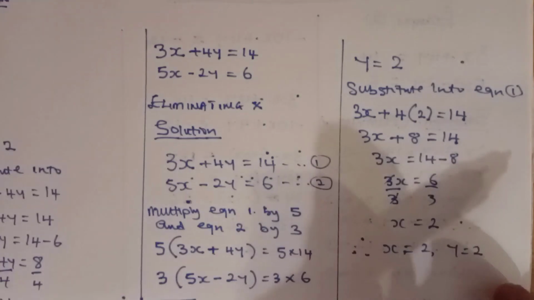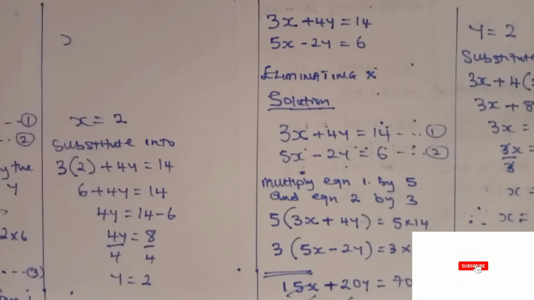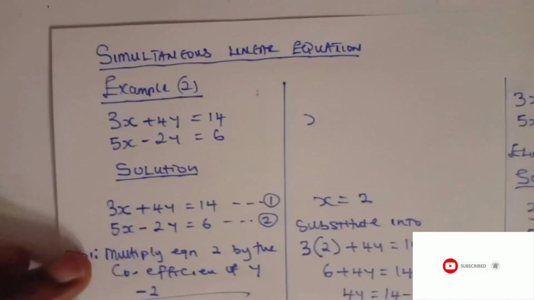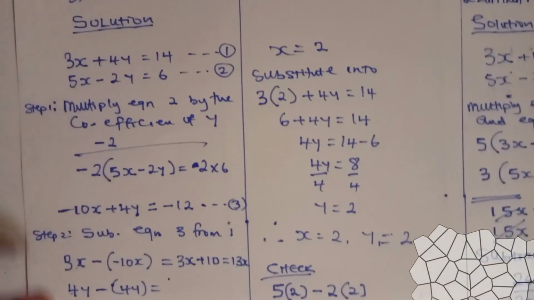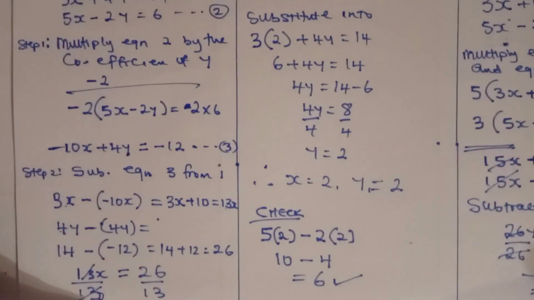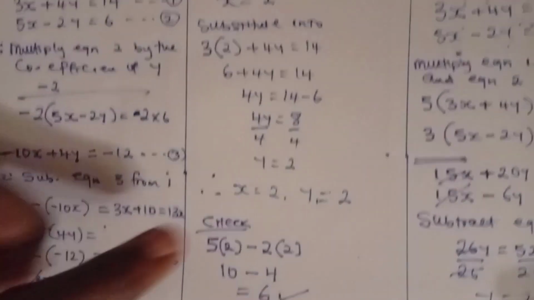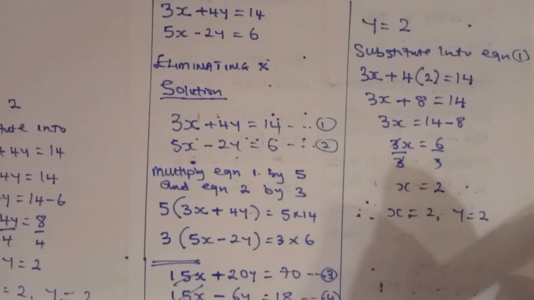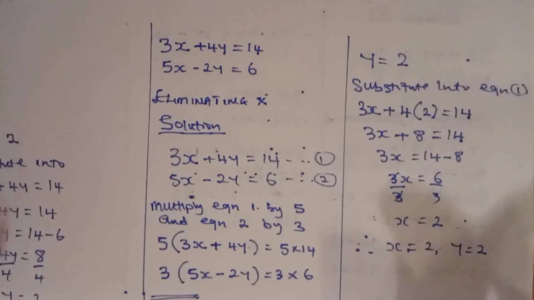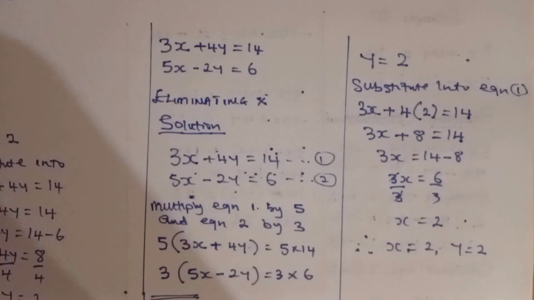This is exactly the same as what we have in our first solution when we first eliminated y, because we eliminated y very simply. We found out that x is 2 and y is 2, and when we checked, substituted into this value and we got the answer. So this is how you can find the solution to simultaneous linear equations by eliminating any of the variables. So in the next tutorial, we'll be treating something else.